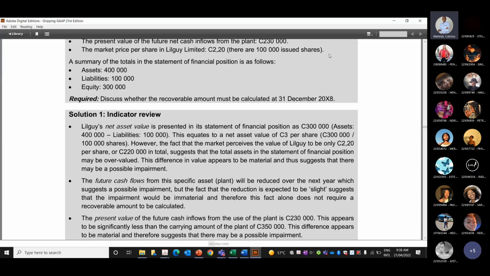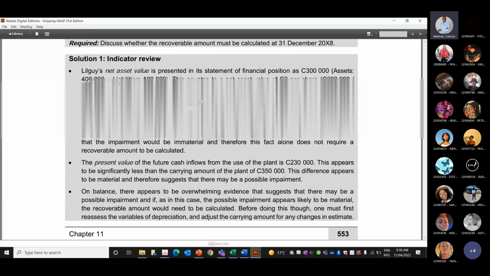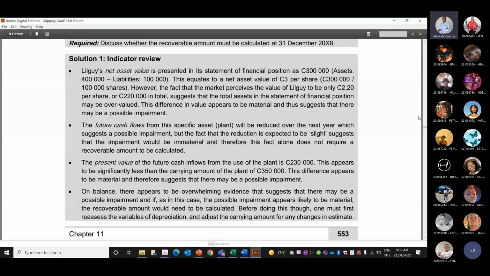We looked at the future cash flows. The future cash flows from the specific asset, the plant, will be reduced over the next year, which suggests a possible impairment, but the fact that it's expected to be slight suggests that the impairment would be immaterial, and therefore this fact alone does not require the recoverable amount to be calculated.